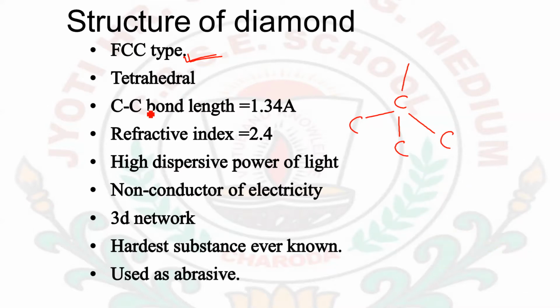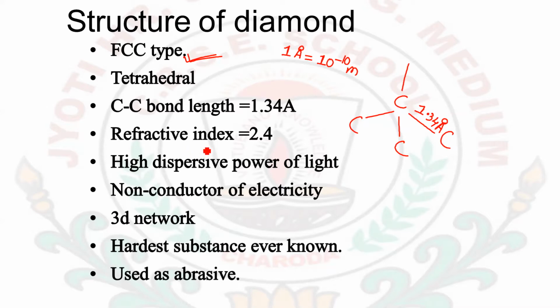Next, what is the length of the carbon-carbon bond here? The length between the two carbon atoms in the diamond is 1.34 Angstrom. Angstrom means 1 Angstrom is 10 to the power minus 10 meters. Hence the carbon-carbon bond length for a covalent crystal structure in diamond is 1.34 Angstrom.